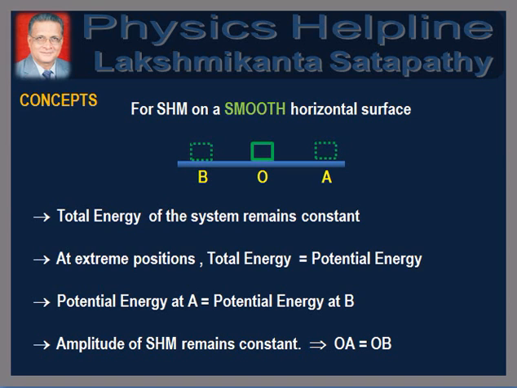Before proceeding to solve the problem, let us recall the related concepts. For a spring block system executing simple harmonic motion on a smooth horizontal surface, the total energy of the system remains constant. For a simple harmonic oscillator, kinetic energy is zero at the extreme positions. Therefore, total energy is equal to potential energy, which implies potential energy at A is equal to potential energy at B. Therefore, amplitude of oscillations remains constant, which implies OA is equal to OB.